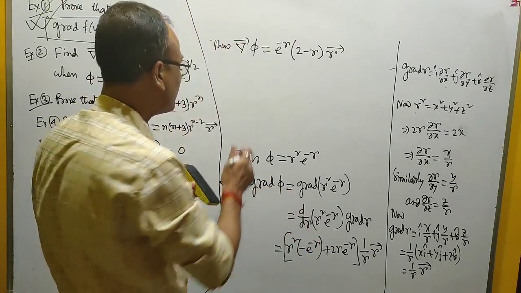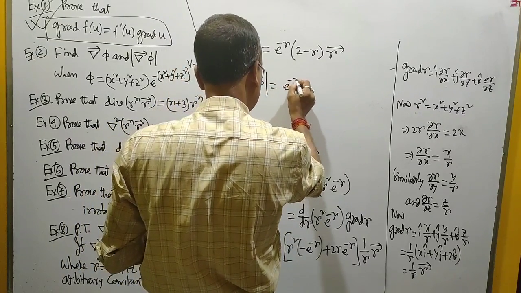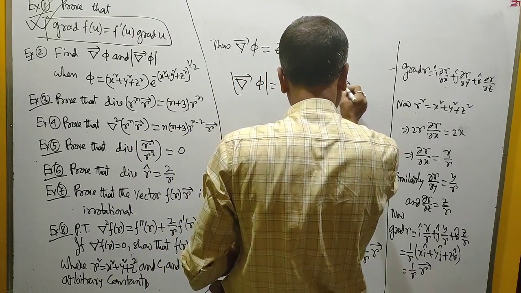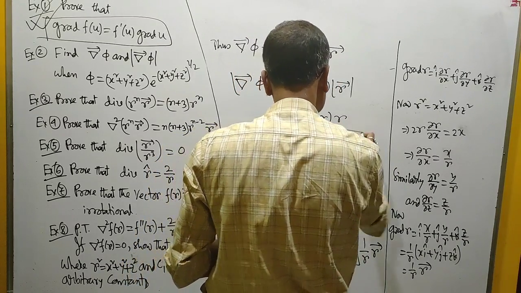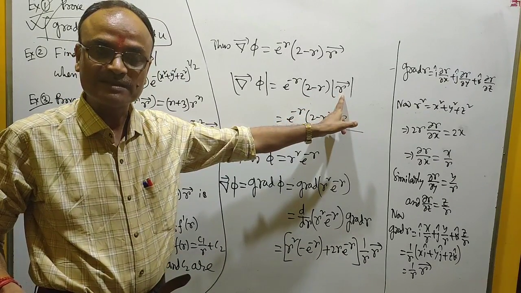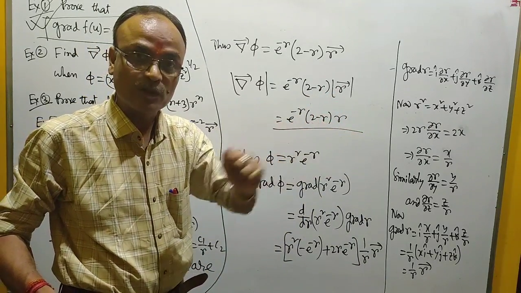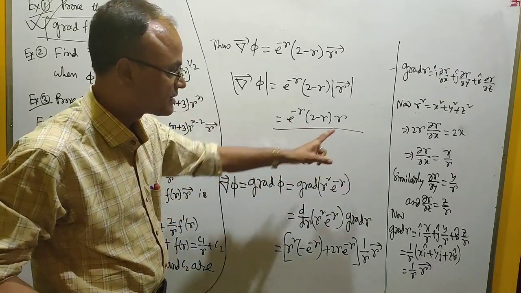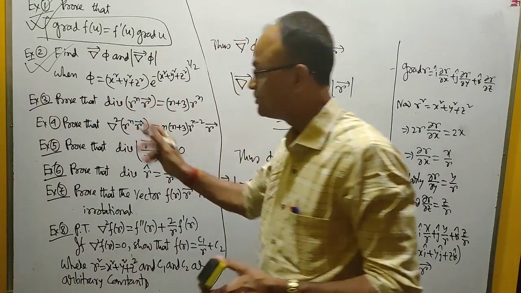So the modulus of gradient phi will be equal to e to the power minus r, 2 minus r, modulus of r vector. This is equal to e to the power minus r, 2 minus r, since r vector equal to x i cap plus y j cap plus z k cap. The modulus will be root of x square plus y square plus z square, and x square plus y square plus z square is equal to r square. Root of r square equal to r. We have proved number 2.